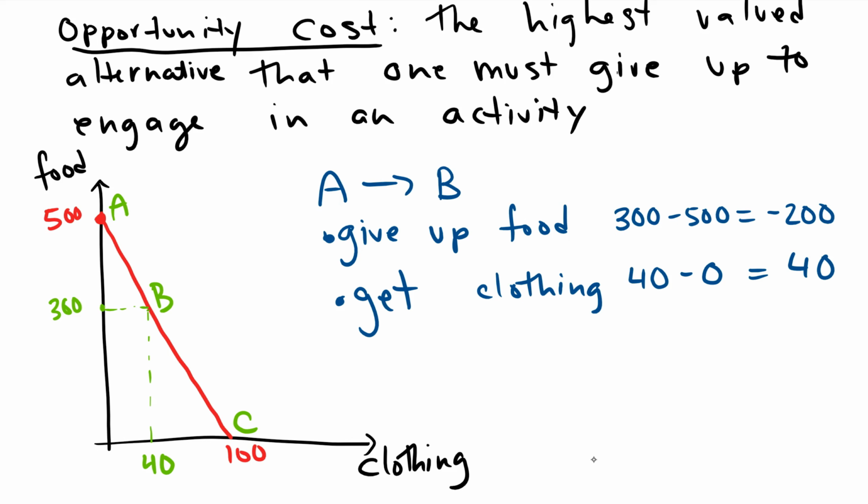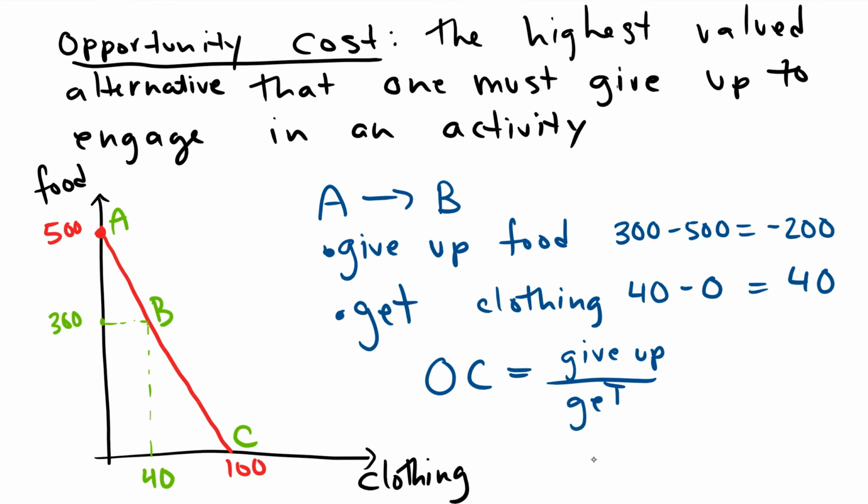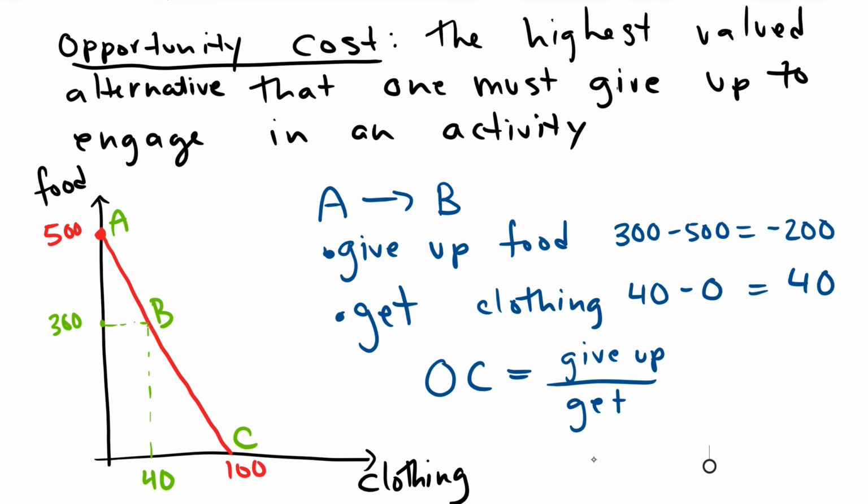And so now we can calculate our opportunity cost. Our opportunity cost of going from A to B is going to be what you give up, because that's your cost, compared to what you get. Okay, so we're going to take away the negative sign here, just turn it into the absolute value. So we give up 200 and we get 40. So that's our opportunity cost. Okay, so we've got to finish this problem. We can get rid of those zeros, and then 20 divided by 4 is going to give us 5. Okay, and so that's our opportunity cost.